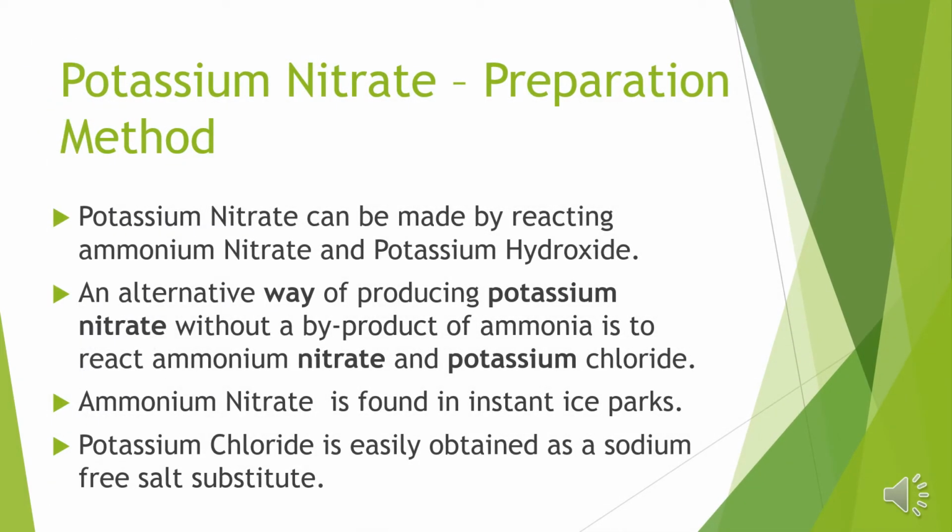Next, the preparation method of potassium nitrate. Potassium nitrate can be made by reacting ammonium nitrate and potassium hydroxide. An alternative way of producing potassium nitrate without a byproduct of ammonia is to react ammonium nitrate and potassium chloride. Ammonium nitrate is found in instant ice packs and potassium chloride is easily obtained as a sodium-free salt substitute.